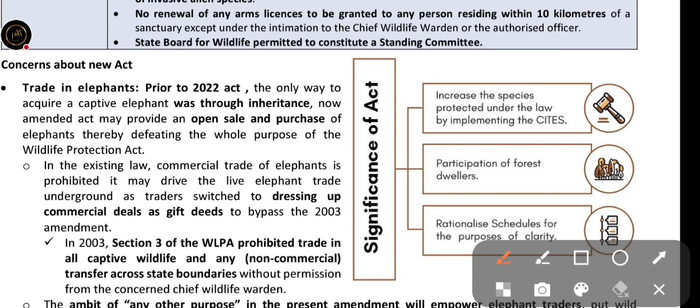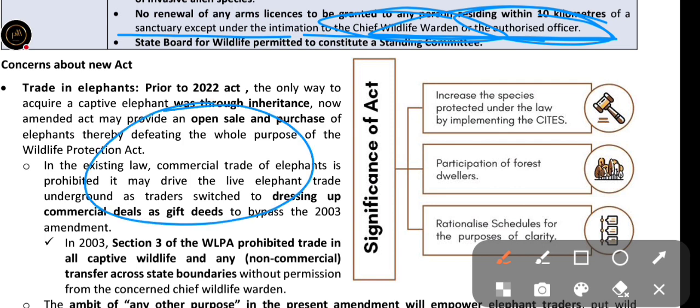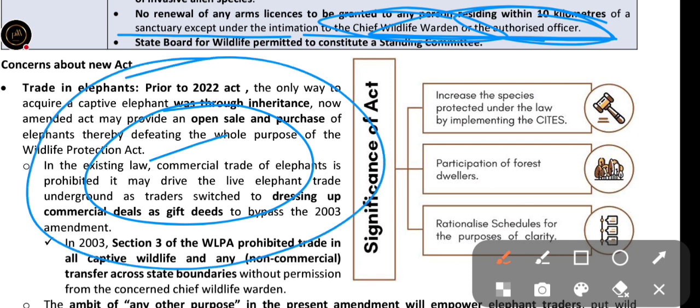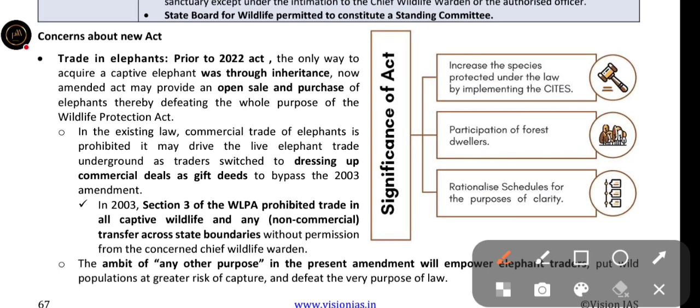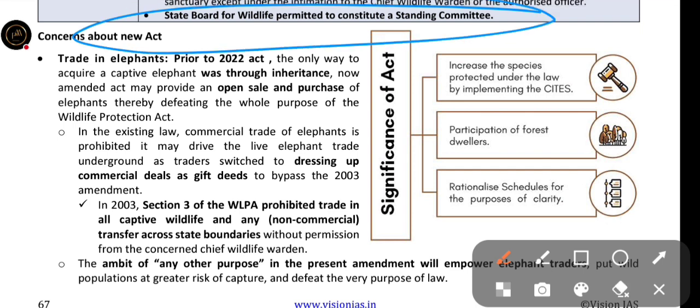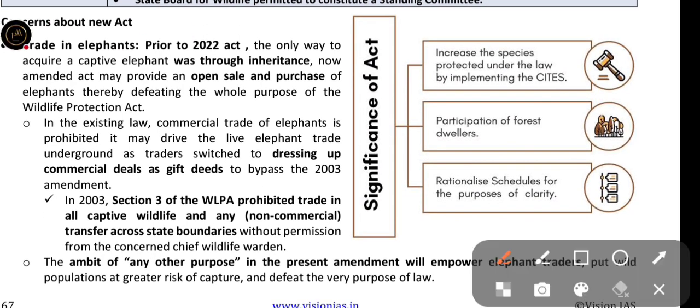And this is of a sanctuary, except under intimation to the chief wildlife warden or authorized officer. Okay, without the chief wildlife warden or the authorized officer, the community which inhabits around this protected area under 10 kilometer cannot do so. Okay, and the state board for wildlife is permitted to constitute a standing committee. So you should remember this.